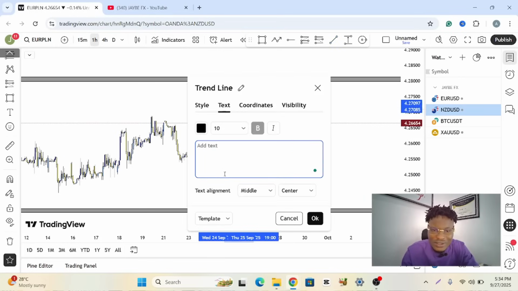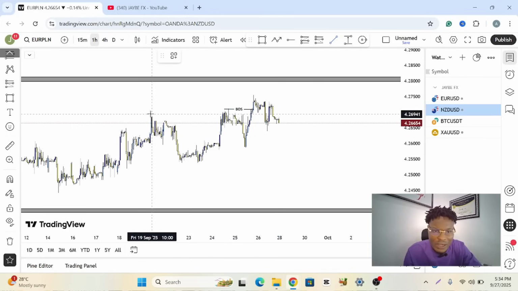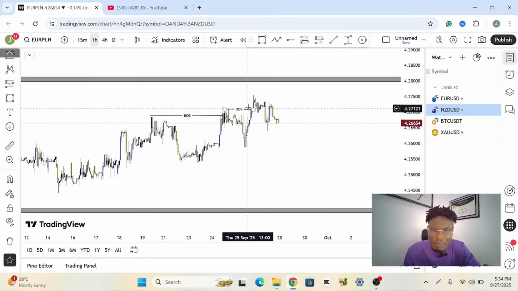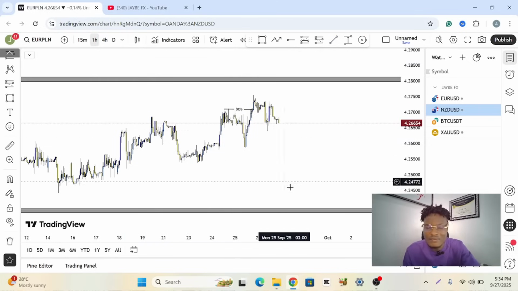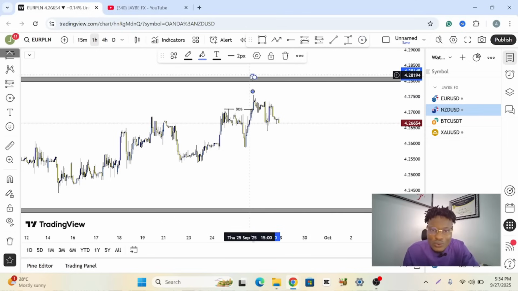What else? After that break of structure, what else? If you want to verify, you can mark the previous one. You can see that's also a break of structure, making the one that we marked earlier, the first one, the valid one. Then where is the high? We have the high here. Boom. Then where is the low? We have the low here.